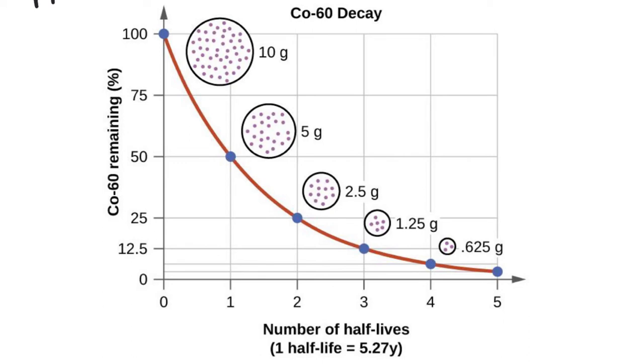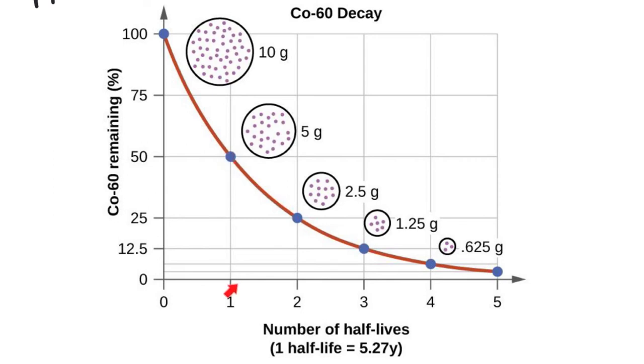So if we look along here, this is the number of half-lives. So this is the time, but in multiples of half-life. So I mean, we could put T here if we wanted to, and it would be measured not in seconds but in half-lives. So if we look at this, we can see that after one half-life, only 50% of the original sample of cobalt-60 remains. So if the original sample was 10 grams, then after one half-life, only 5 grams remains.